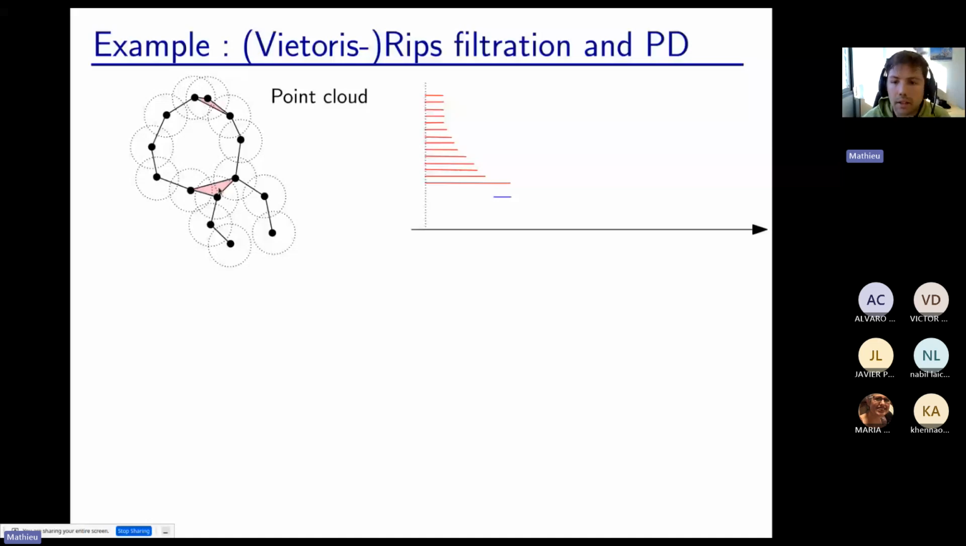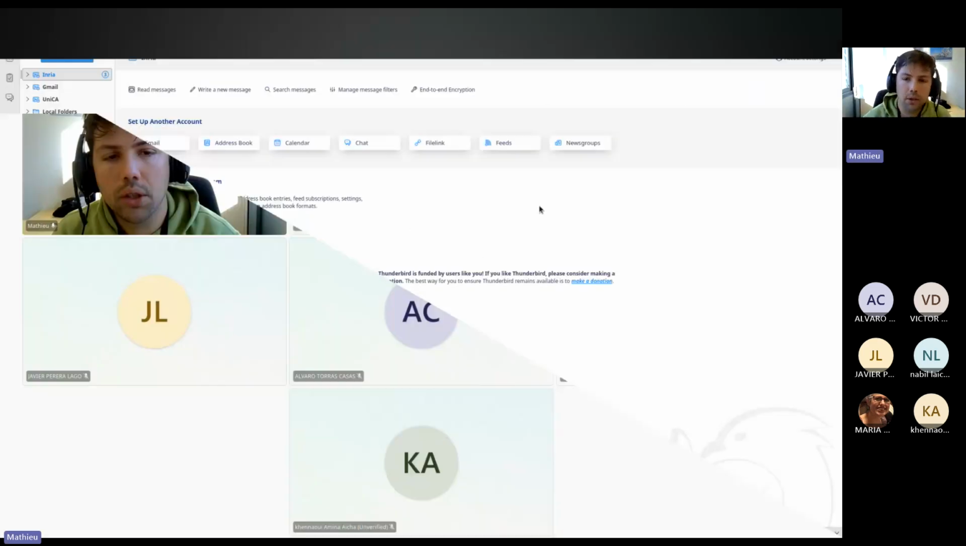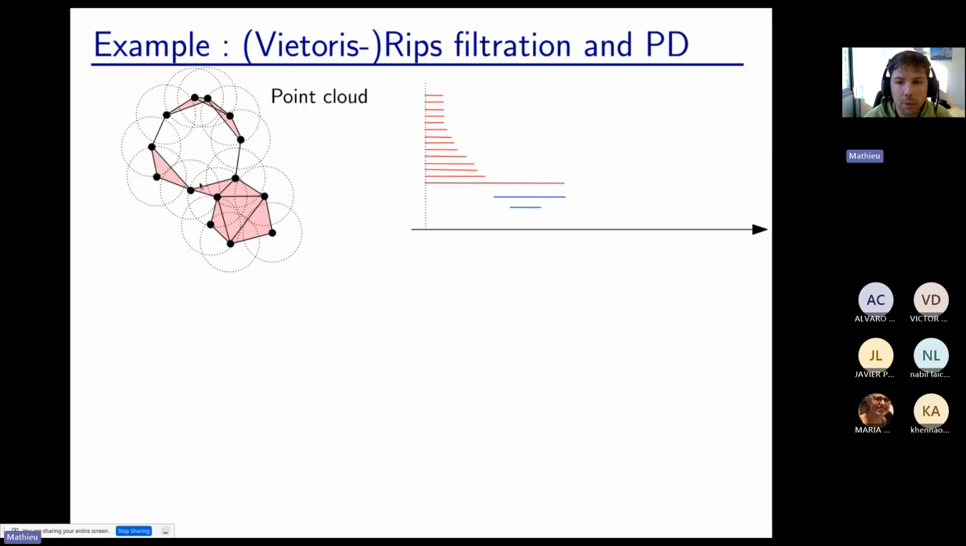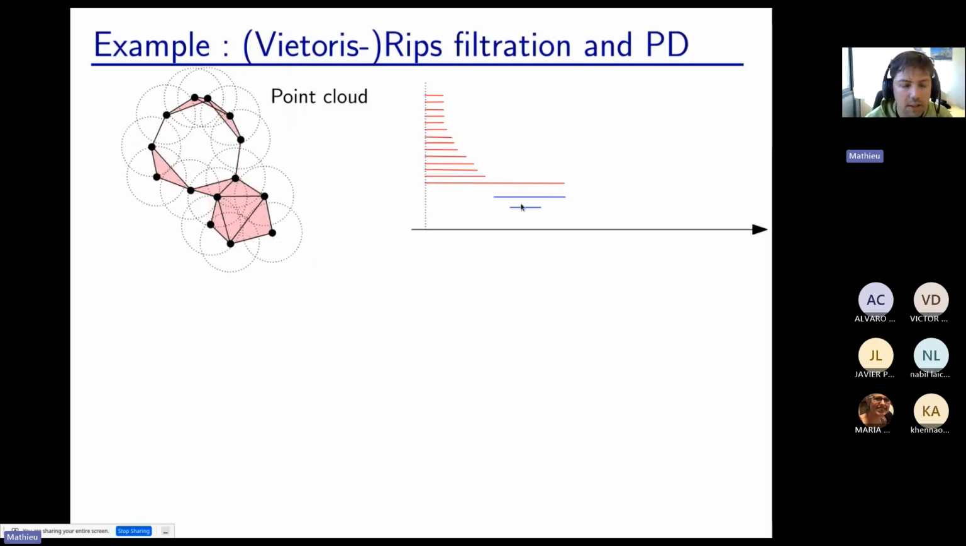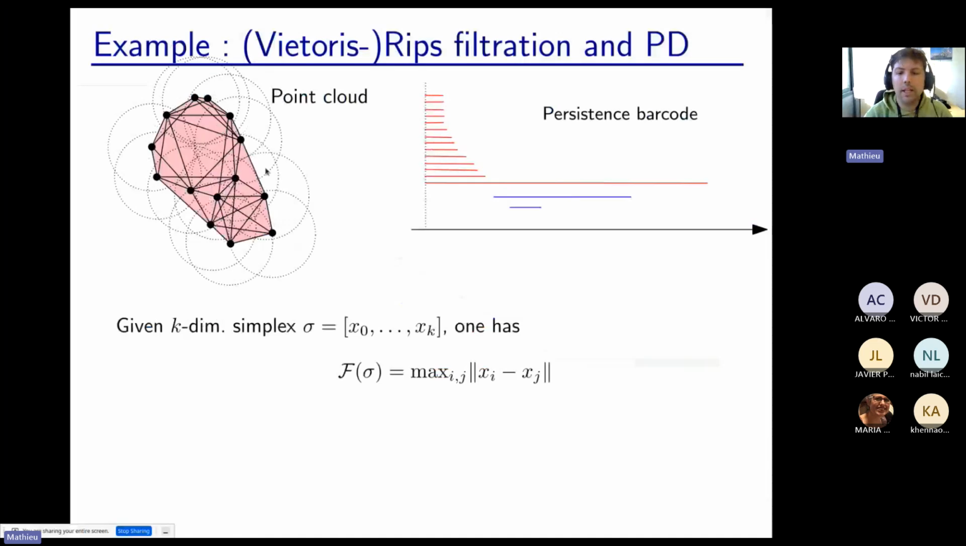So in the end, this is what the persistence barcode looks like. And as you can guess, it encodes the geometric features of the point cloud. We have one long bar in dimension 0, representing the connected component, plus 2 bars in dimension 1, representing this little cycle here and this other one here. But then again, this is the definition: for any simplex, we look at the max of the pairwise distances. What I'm interested in here is the gradient of that.